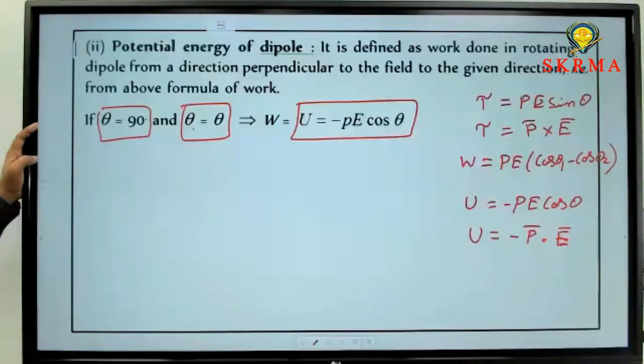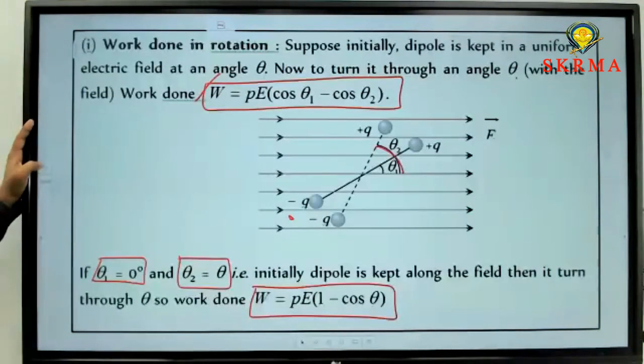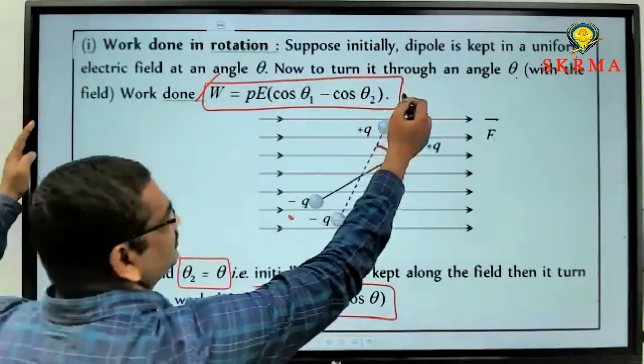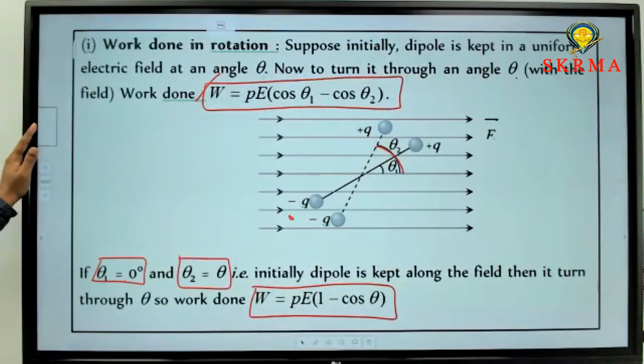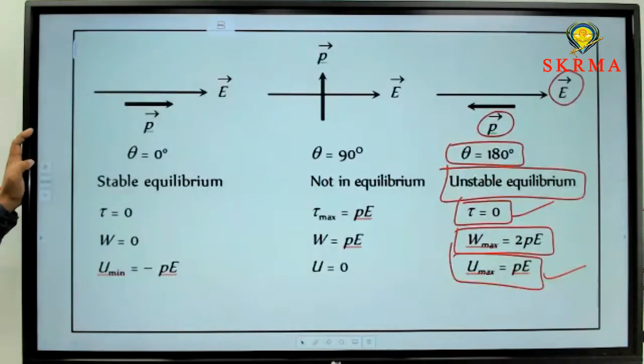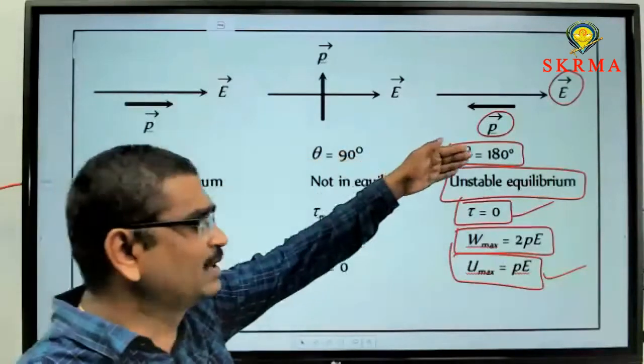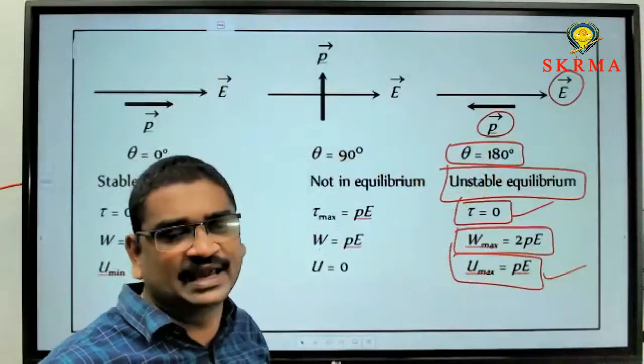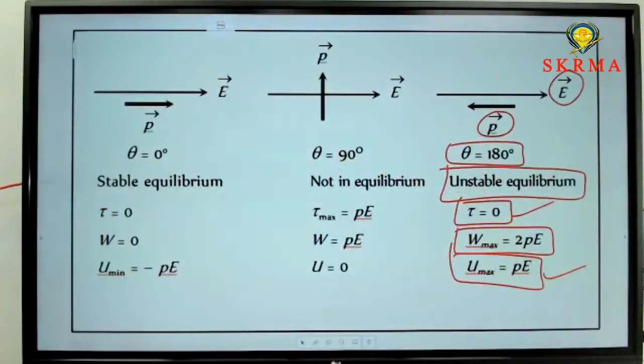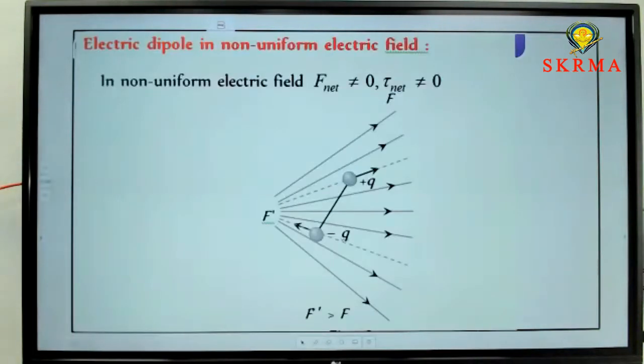Which formula do we need to use for work done? Use this equation: work done is PE (cos theta 1 minus cos theta 2). In this slide, remember theta equal to 0 represents stable equilibrium, and theta 180 represents unstable equilibrium. This is also important for theoretical questions.